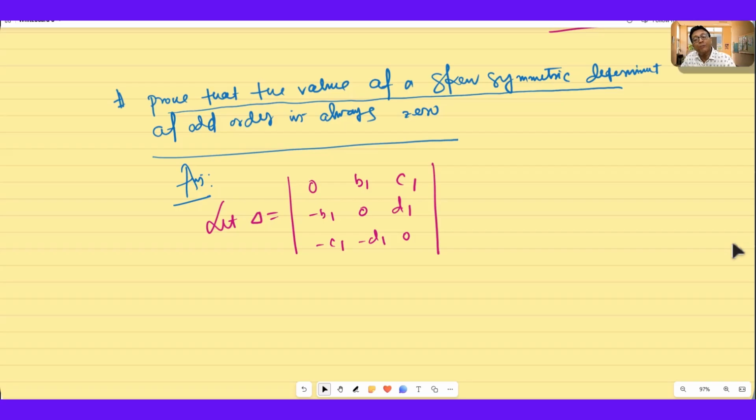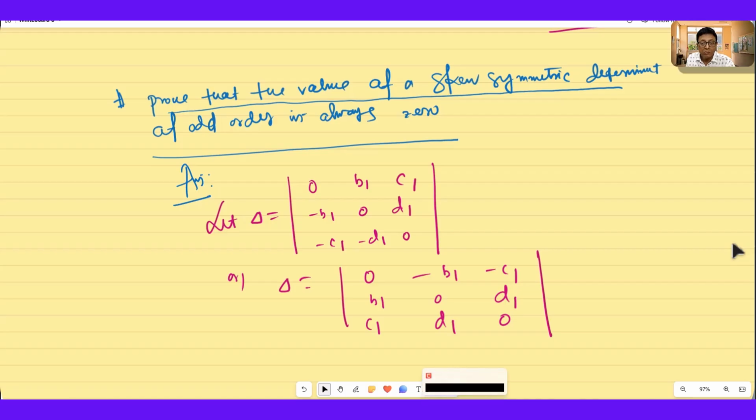First, we take the transpose. You know, value will remain the same. So you write delta equal to 0, minus B1, minus C1. This was your first property: changing rows into columns, value will remain the same. And this is 0, minus B1, C1; this one B1, 0, D1; and this one C1, D1, 0. Okay, clear? Check once more: 0, minus B1; B1, 0, minus D1; and C1, D1, 0.